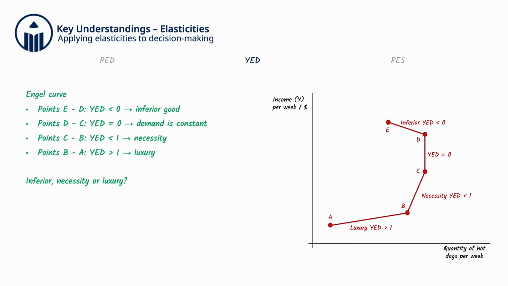But whether a good is inferior, a necessity, or a luxury depends on the level of income. The same product can be inferior for a person or community with high income, but considered a luxury for a person or community with low income.